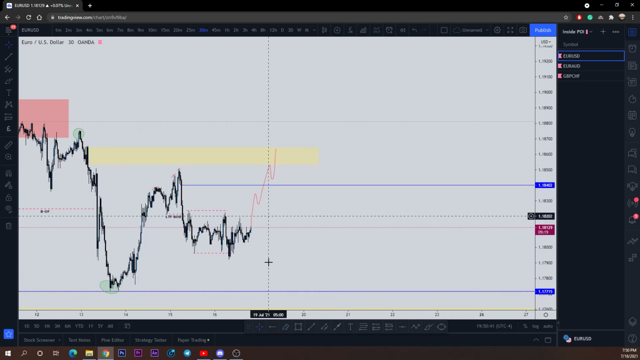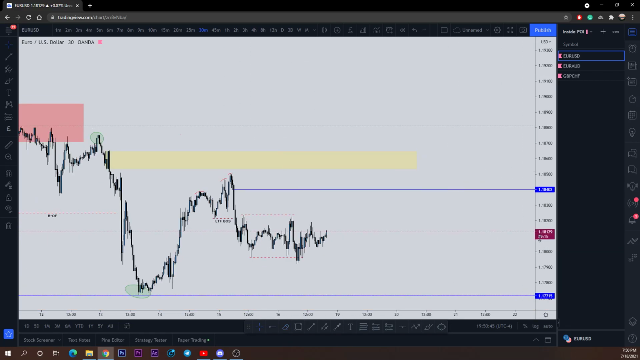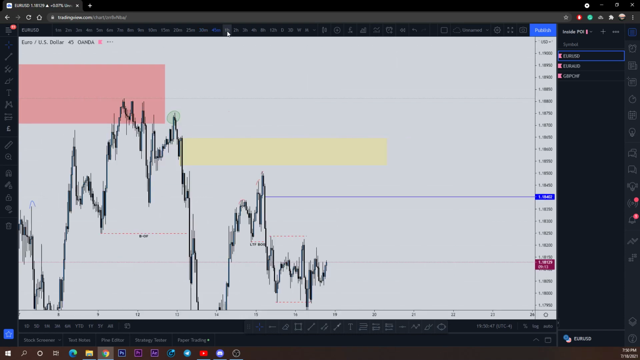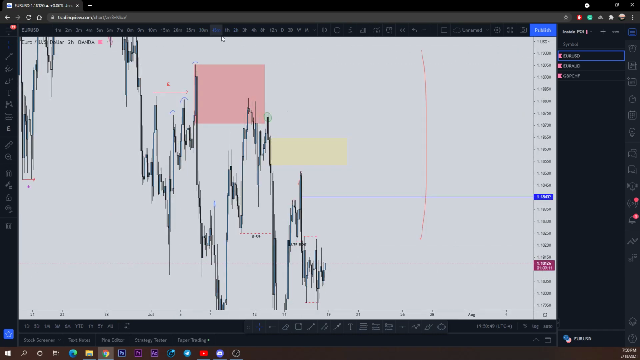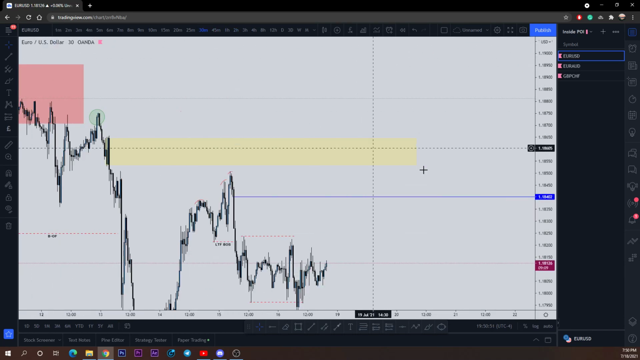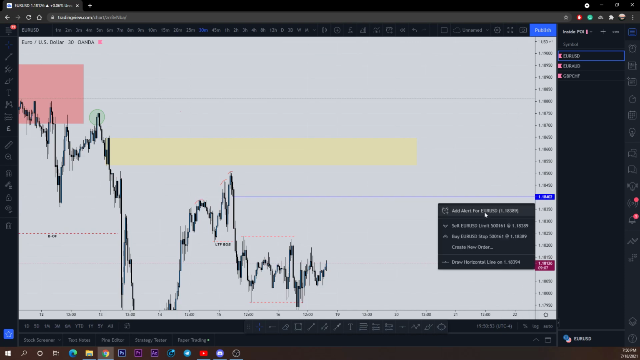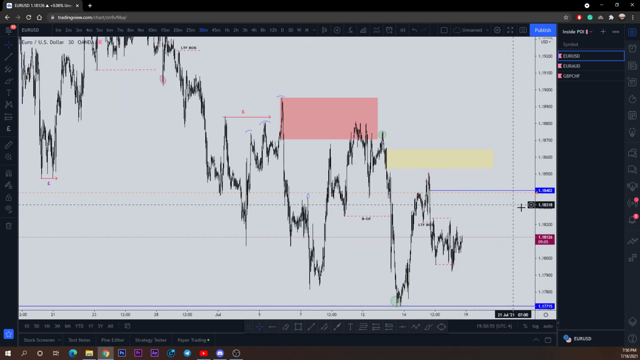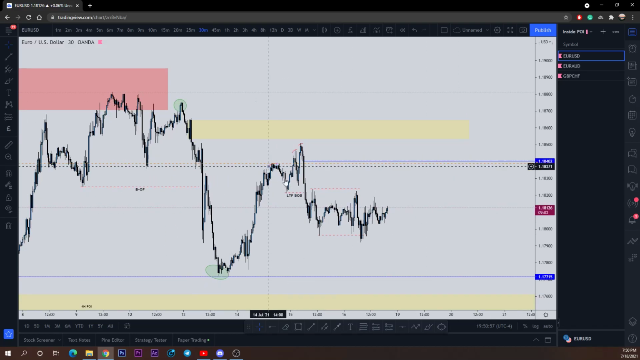I'm already looking, and we're going to see what's going to happen. This line is just a fill of imbalance. I didn't really know where to take this market, so I was like, you know what? I'm going to just take the fill of imbalance. I'm going to set an alert here. Actually, never did. So that's what I'm looking at on Euro USD.